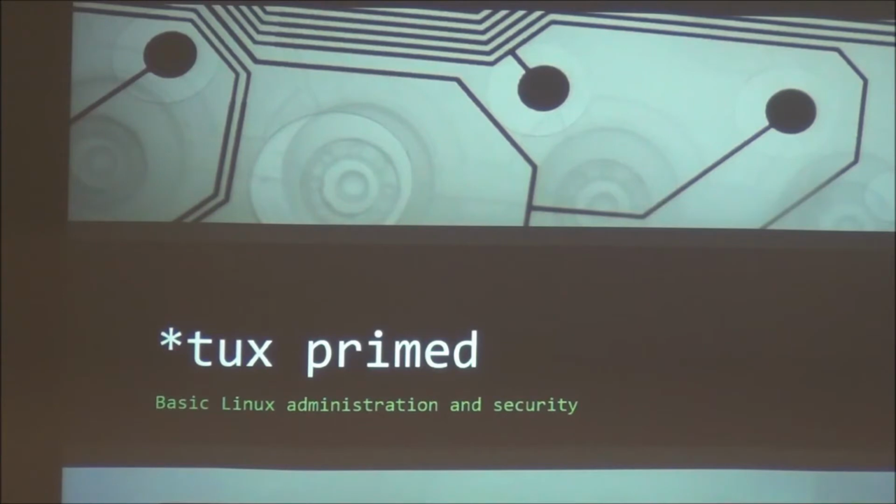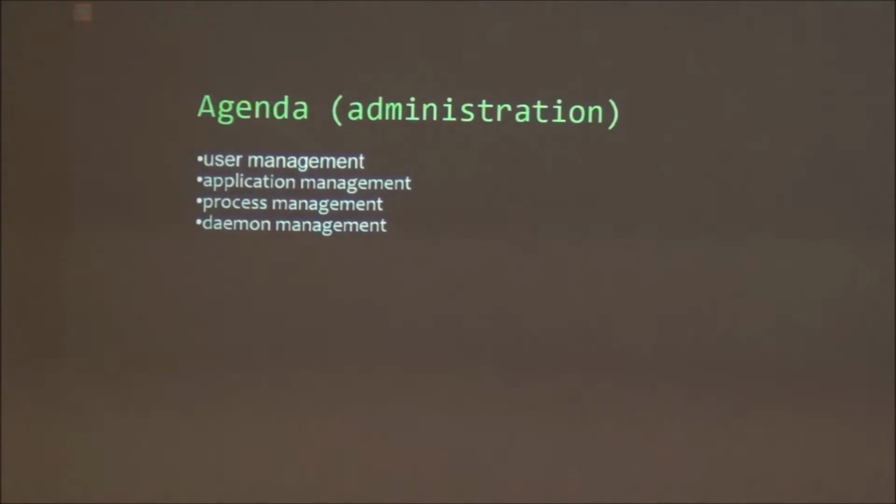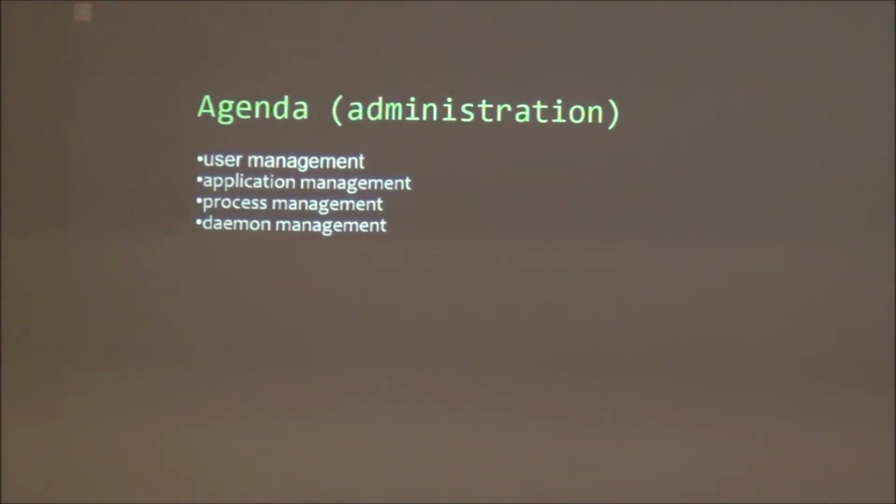So we already covered some of the basic stuff in Linux. Now we're going to talk a little about administration and security. Real quick, this is what we're going to be talking about as far as administration: user management, application management, process management, and daemons. And I split those two, even though a daemon is a process, it's just the way you control it. It's a little bit different. That's why I split those two.